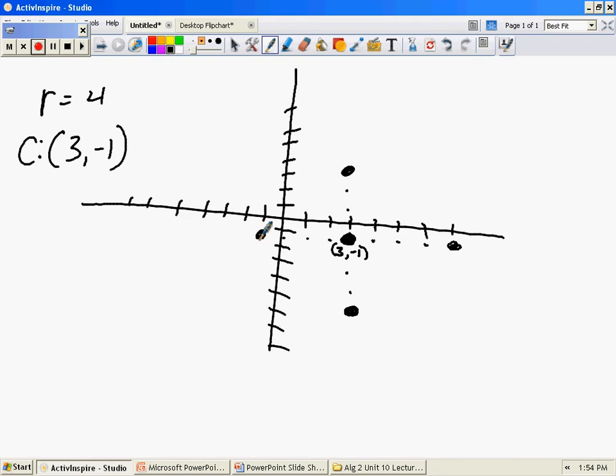Once you have those 4 external points, you can go ahead and give a rough draft sketch of your circle there. It's not going to be perfect, but it's just a sketch.